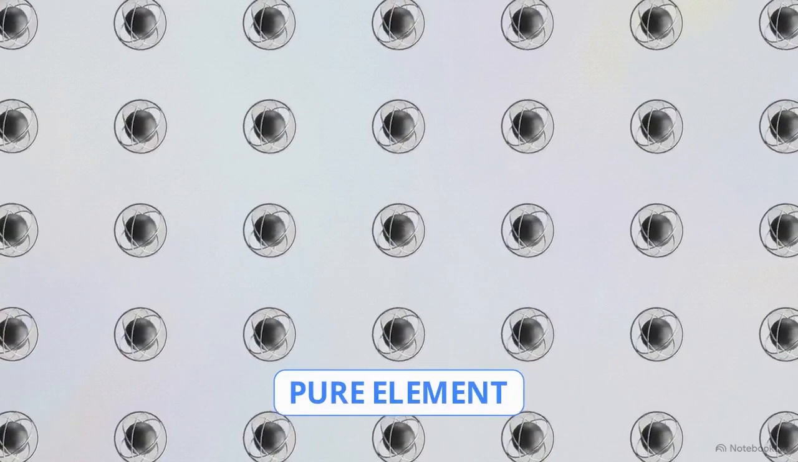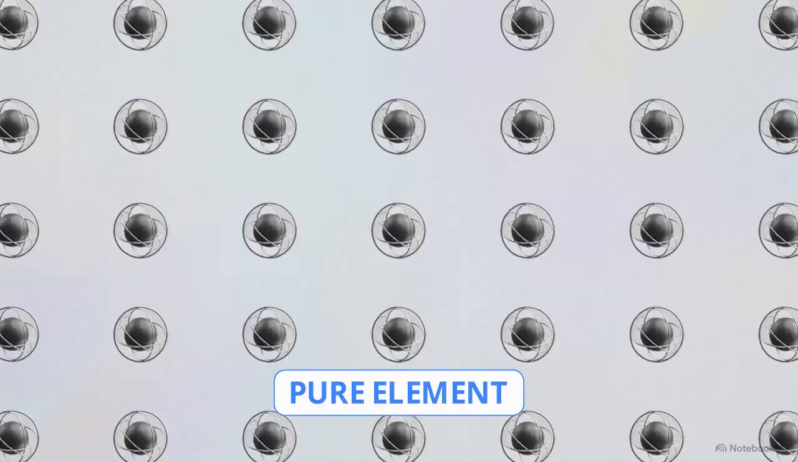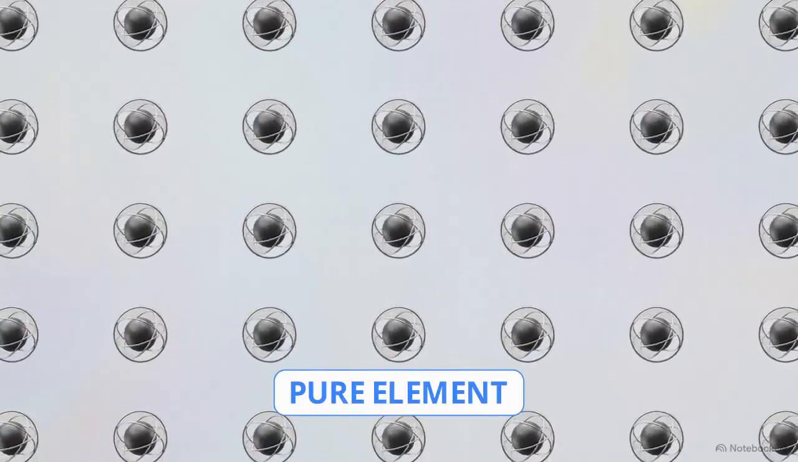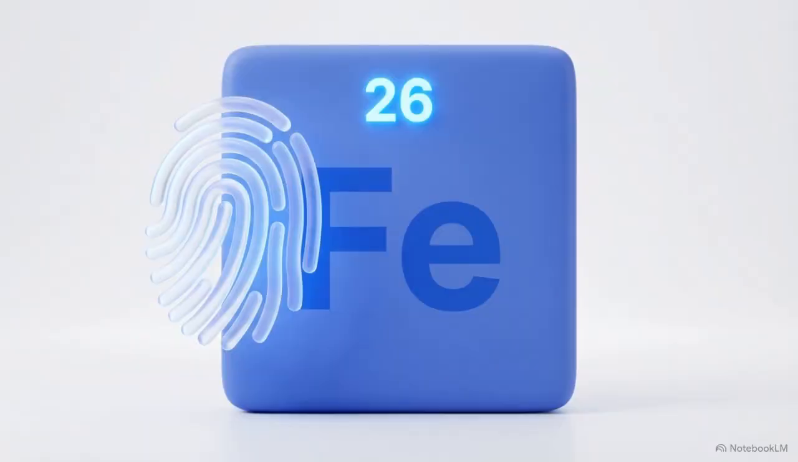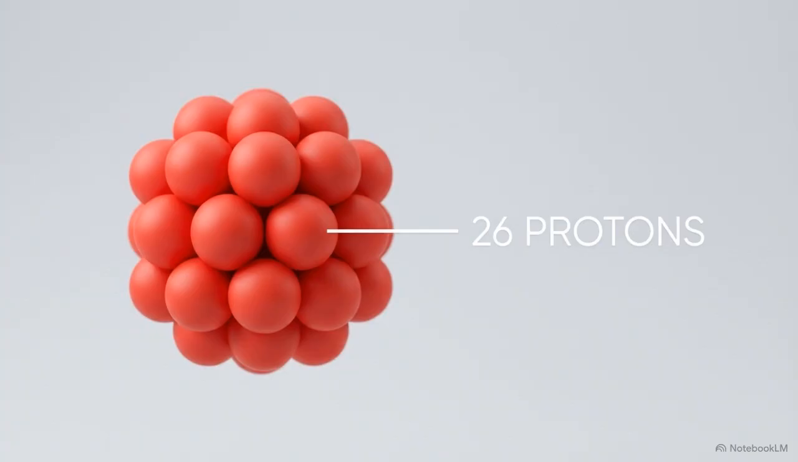Watch it multiply. A substance made entirely of identical atoms is an element, the purest form of matter. Every element possesses a unique fingerprint called an atomic number. This identification system, based on the atom's structure, tells you exactly what raw material you are looking at.